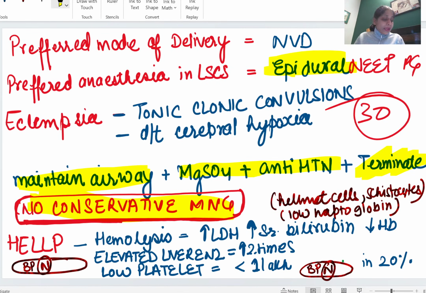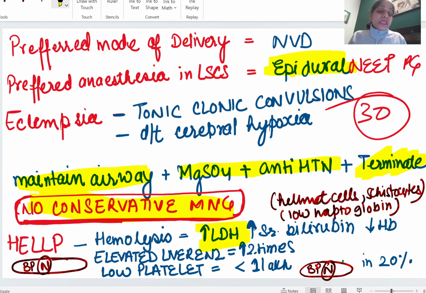Now let us study HELLP. What is HELLP? HELLP is a condition in preeclampsia where hemolysis is occurring. They don't directly tell you hemolysis is occurring. How do they tell you? They tell you that LDH is increased.